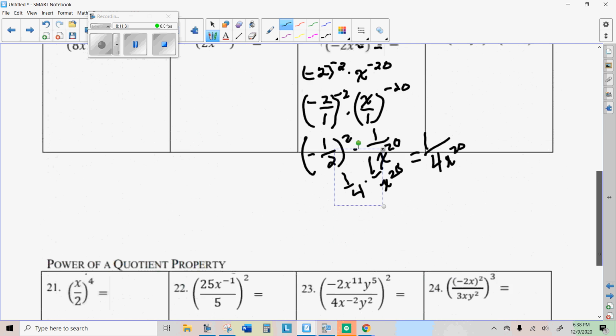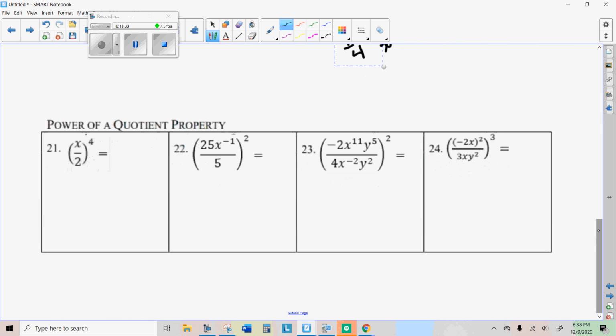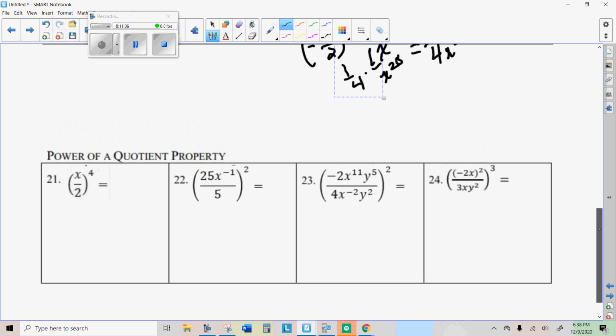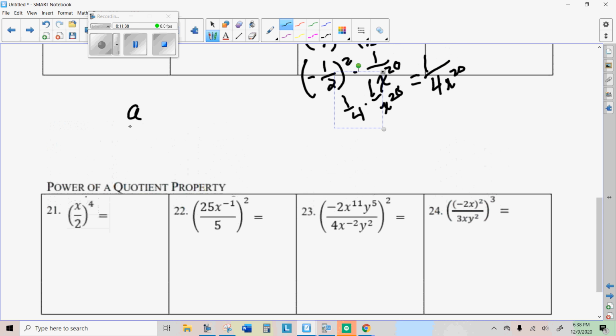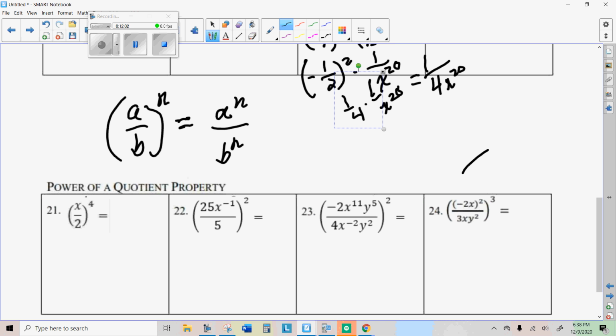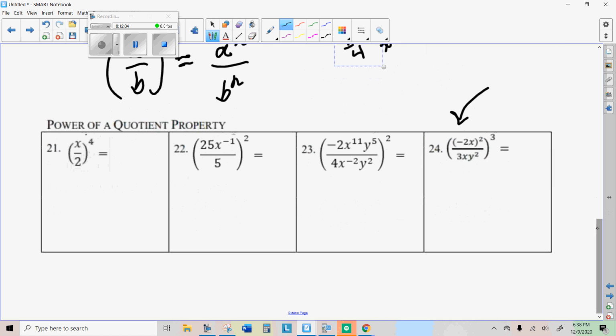Okay. One more property to go over here. That's the power of a quotient. That's just like the last one. Let's say we have some fraction a over b, and we're going to raise that to some power. Well, since you're going to be multiplying this fraction a over b by itself n times, you'll have n factors of a in the numerator and n factors of b in the denominator. All right, so let's do number 24. That looks like a really hard one, so we'll get that out of the way for you.